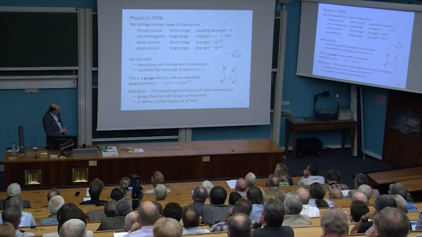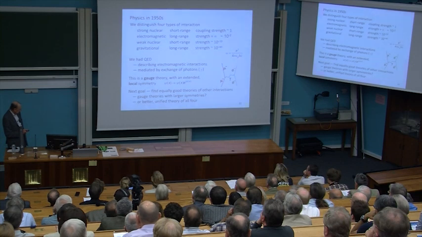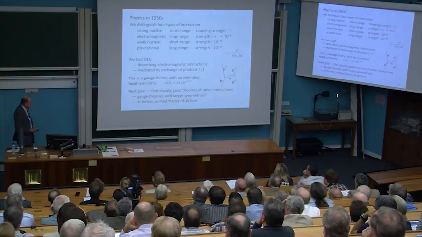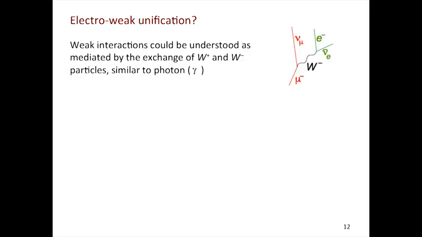And it was suggested by many people that since this gauge property seemed to produce a very nice kind of theory, they might be gauge theories with larger symmetries. And in particular, the weak interactions seemed to be promising because it was discovered that they could be understood as due to the exchange of a particle somewhat like a photon.